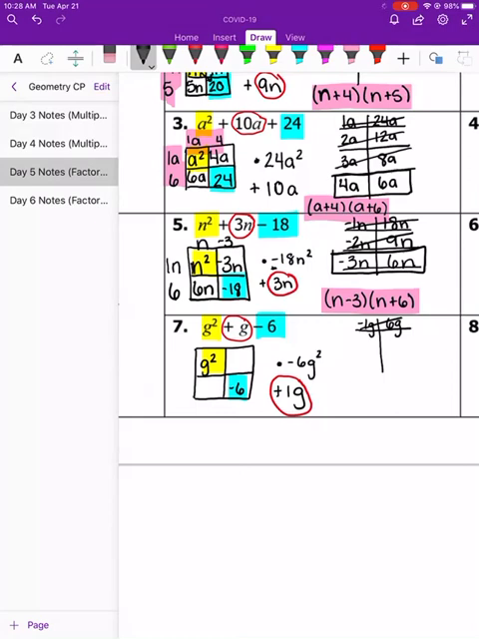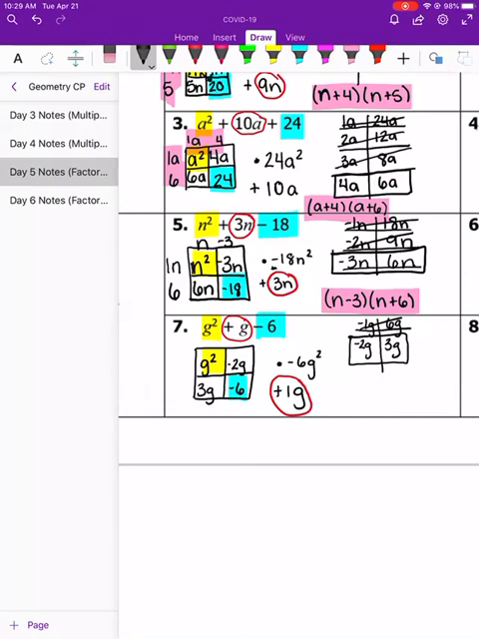Okay. And then I also can do negative 2g, and I can do positive 3g. Negative 2g times positive 3g is negative 6g squared. Does negative 2g plus a positive 3g add to a positive 1? It does. So this right here is going to be what you put in the box. So again, negative 2g and a positive 3g.